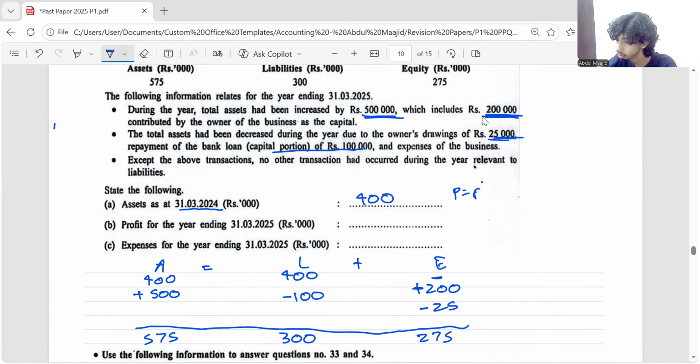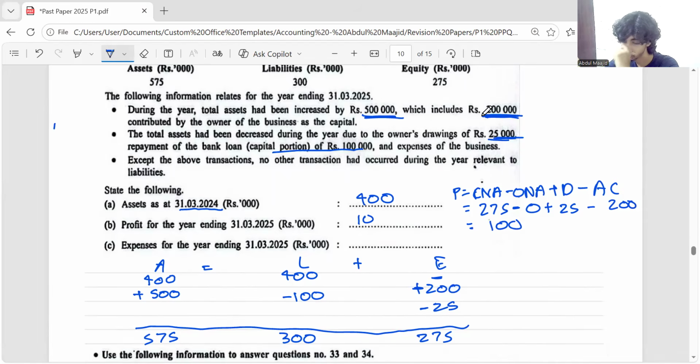Profit equals closing net asset minus opening net asset plus drawings minus additional capital. Closing equity is 275. Opening equity is 0. Drawings is 25. Additional capital is 200,000. Therefore, your profit will be 100,000. 100,000. How much will be the expenses?